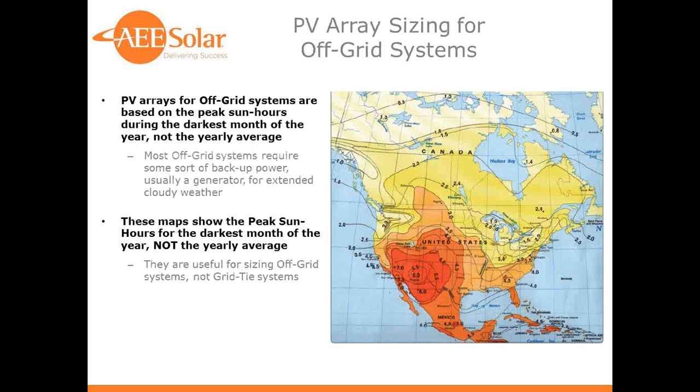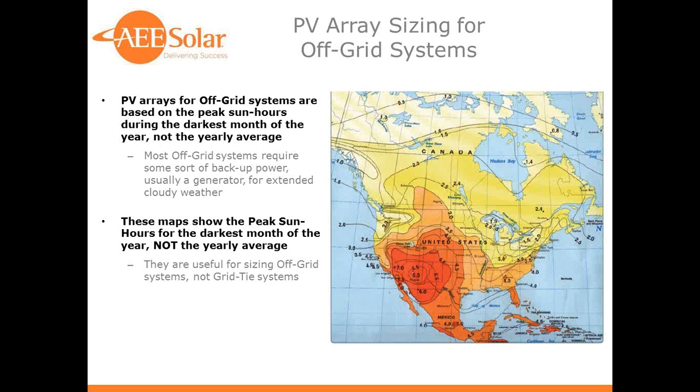Okay, so sizing PV arrays for off-grid systems. Again, we want to look at the peak sun hours during the darkest month of the year. We have a set of maps in the back of our catalog for the whole world that show average peak sun hours in the darkest month of the year on the map. These maps are not the average of the year, so they're not appropriate to use for grid-tie systems, but they're very appropriate to use for off-grid systems.